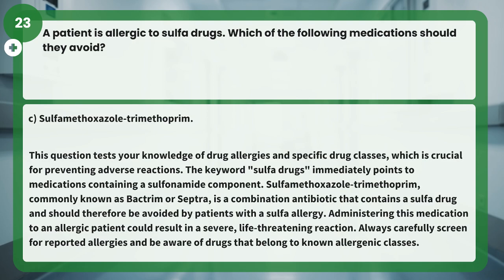Answer C. Sulfamethoxazole trimethoprim. This question tests your knowledge of drug allergies and specific drug classes, which is crucial for preventing adverse reactions. The keyword sulfa drugs immediately points to medications containing a sulfonamide component. Sulfamethoxazole trimethoprim, commonly known as Bactrim or Septra, is a combination antibiotic that contains a sulfa drug and should therefore be avoided by patients with a sulfa allergy. Administering this medication to an allergic patient could result in a severe, life-threatening reaction. Always carefully screen for reported allergies and be aware of drugs that belong to known allergenic classes.